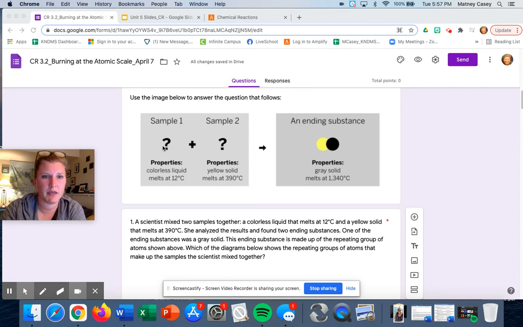Basically, she mixed two different samples. The properties of one were a colorless liquid with a melting point of 12 degrees. The other substance was a yellow solid that melts at 390 degrees. So I know those are two different substances because they both have different properties. The ending substance is also different from the other two because of its properties, being a gray solid that melts at 1,340 degrees Celsius. It has this repeating group of atoms, a yellow and a black atom combined.